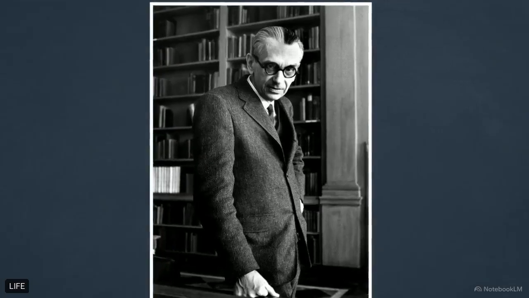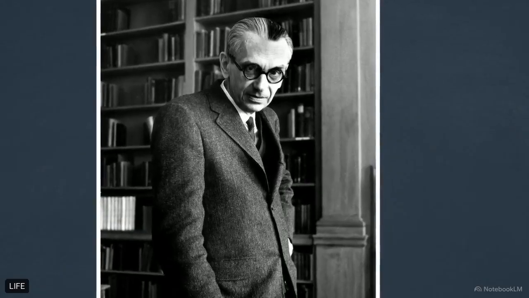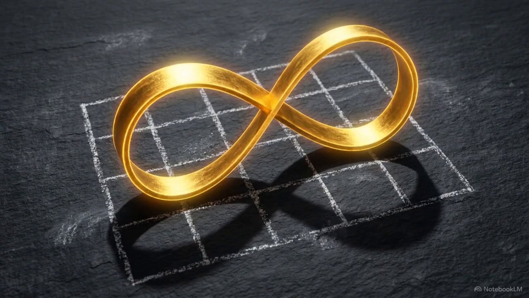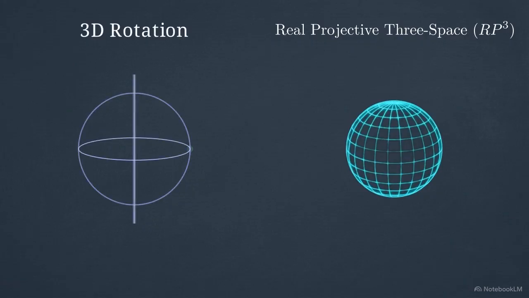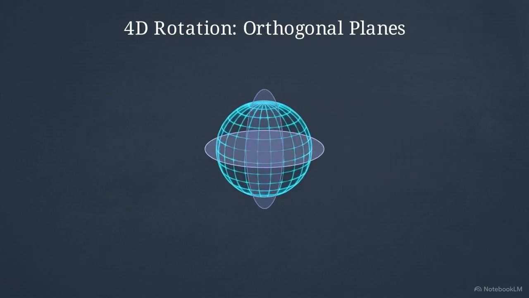Kurt Gödel previously attempted to model a rotating universe, but he used standard three-dimensional space, spinning around a single axis. This approach created unphysical results, such as paths that loop backward through time. Kriger's model avoids this by defining the universe's topology as real projective 3 space in 4 dimensions. Rotation on a 4-dimensional spherical manifold operates differently than in 3D. Rather than spinning around a single central axis, the rotation decomposes into 2 independent orthogonal planes.